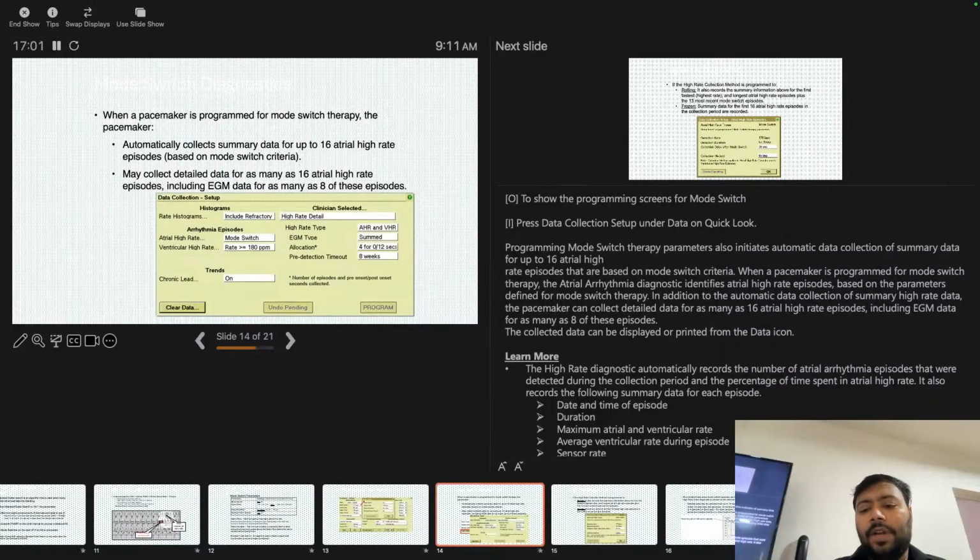I mean how much time you want the episodes and data to be cleared. It's EGM type, what EGM type you want, whether it's only atrial EGM or both A and B summed EGM. Those things you can customize here, which we will very rarely customize. Most of the time the company nominals will be there.